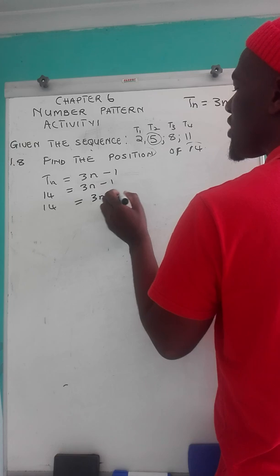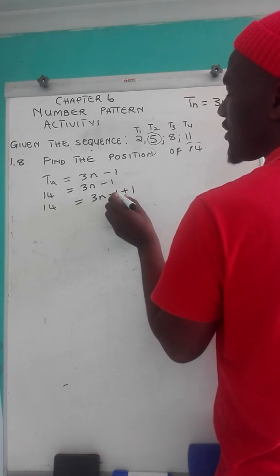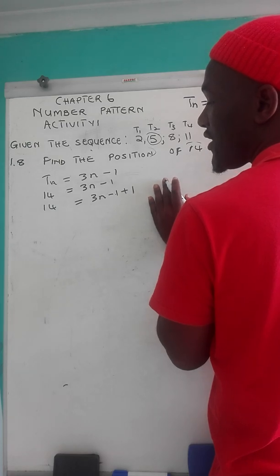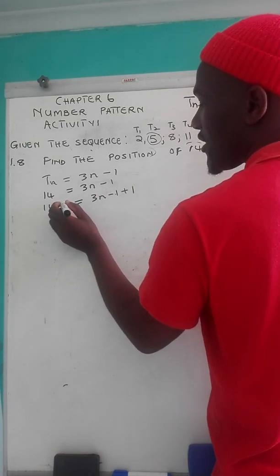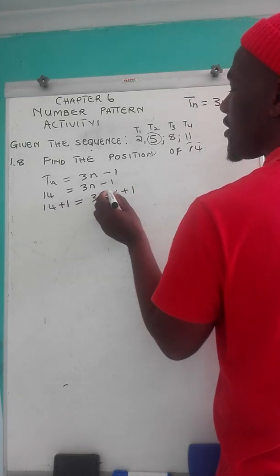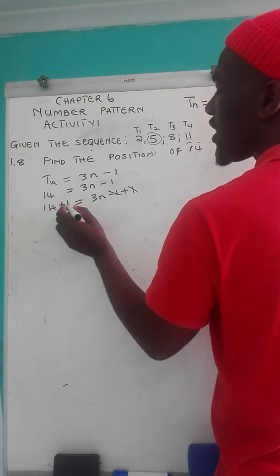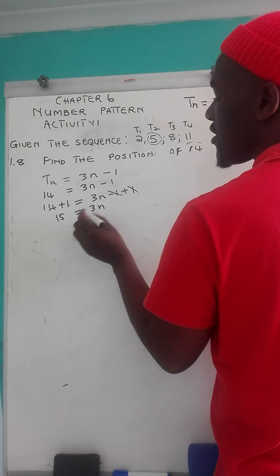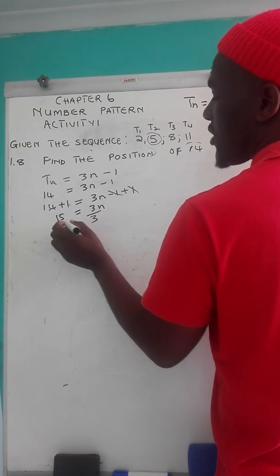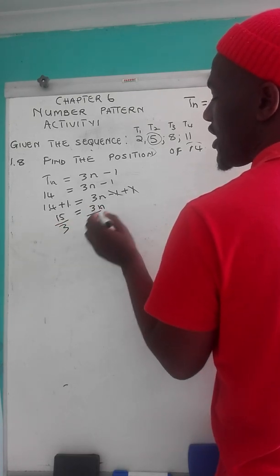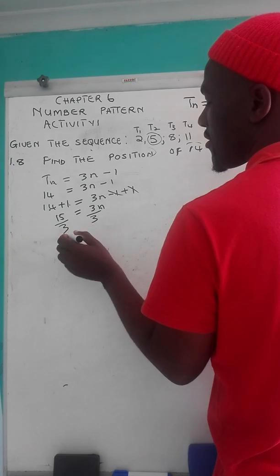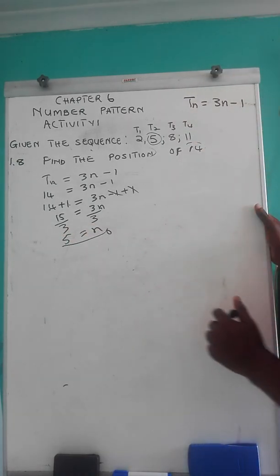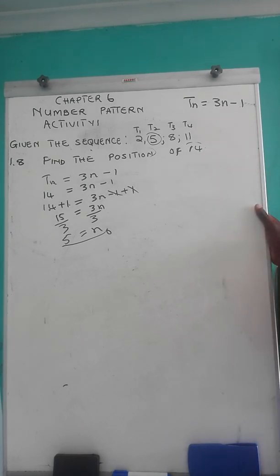I don't need this minus 1, I must add plus 1 to cancel that minus 1. Additive inverse. What you do on the left, on the right hand side, you also do on the left hand side. You will also add this one. That and that they cancel. 14 plus 1 is 15. 3n. And I divide by 3 both sides because I need n. This is 5. So it's the 5th position. 14 is in the 5th position.